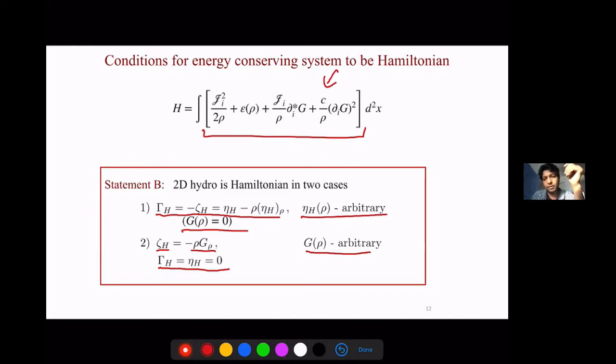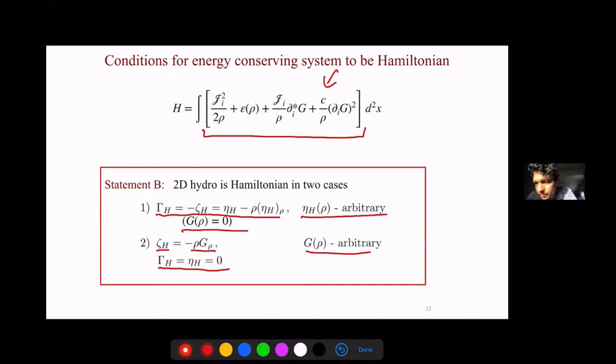I said something casually, that there are some energy conserving systems that are not Hamiltonian. There is a physics to it. I will explain it towards the end of my talk. Any questions here? Okay. I will explain how this is derived.